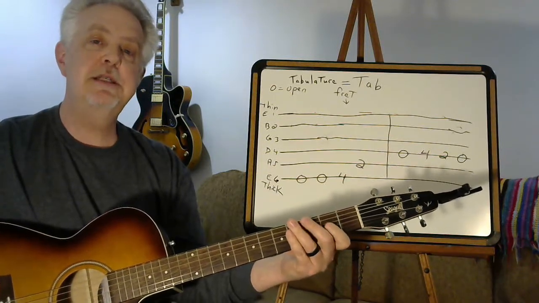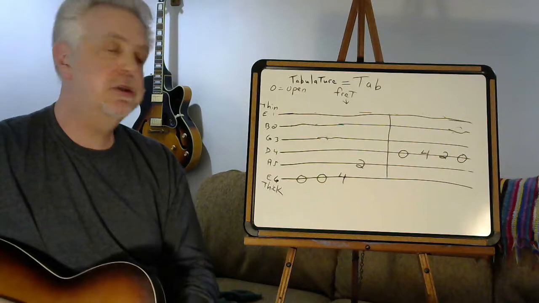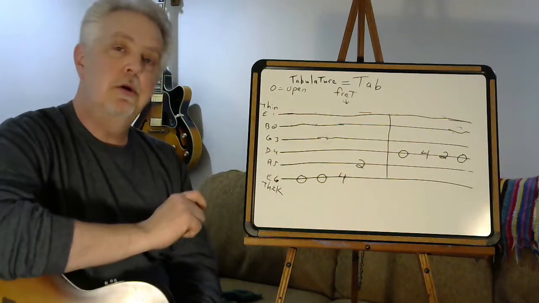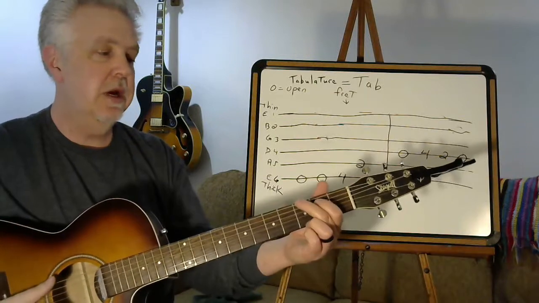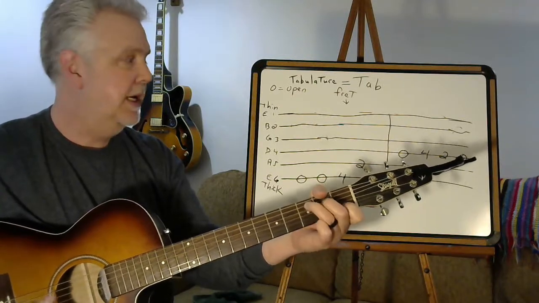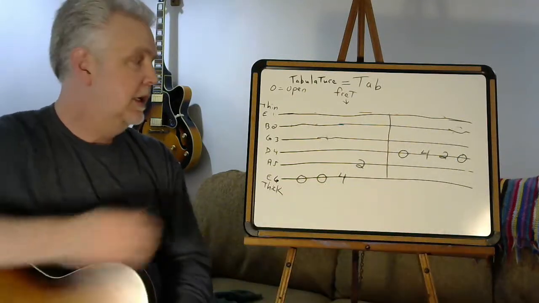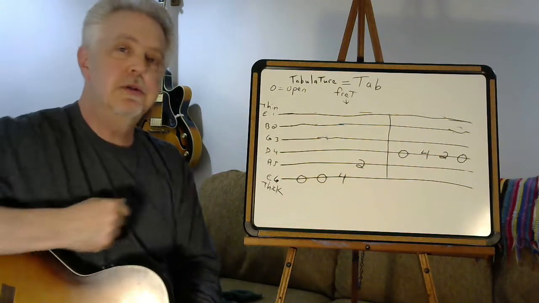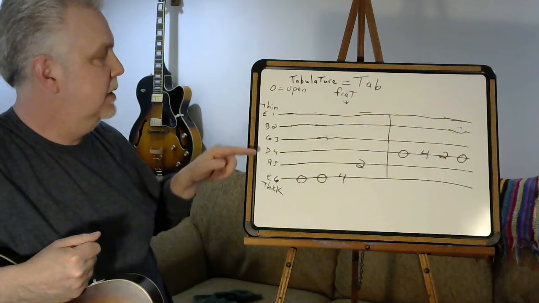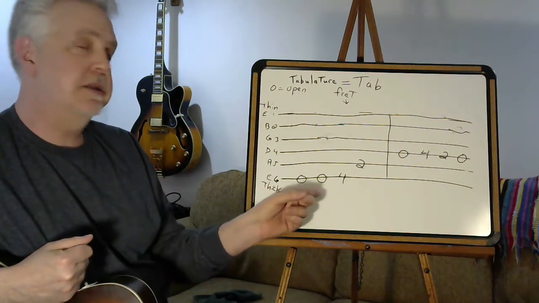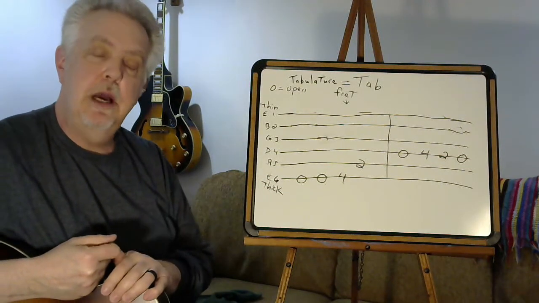So that's how easy it is to read tablature. Again, we can do a single note. We can stack them and they can become a chord. We can actually write chords out in tablature as well, as long as we just stack those numbers there. It simply tells us what string to play, and then what fret to play on that string. I hope that helps you.